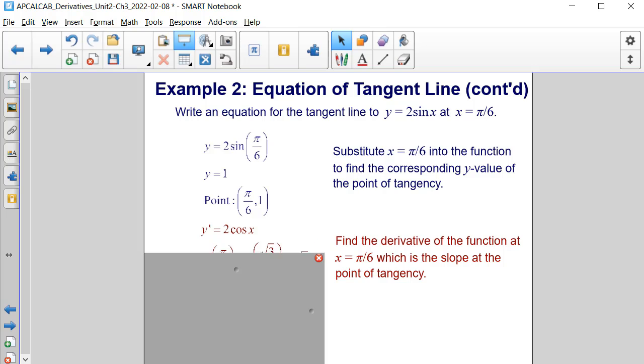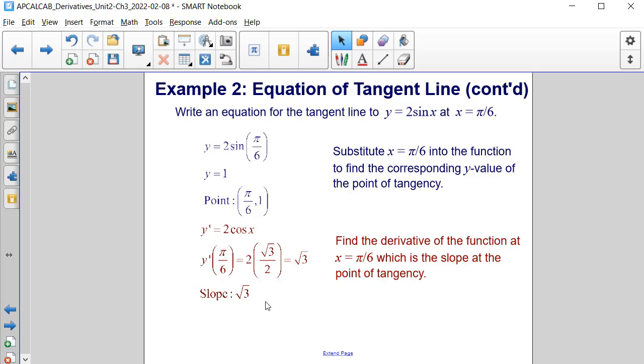So if we substitute pi over 6 in for x, we'll have 2 times the cosine of pi over 6, which is positive square root of 3 over 2. If we multiply that by 2, we have positive square root of 3. So that is going to be the slope of our tangent line at the point (pi over 6, 1).